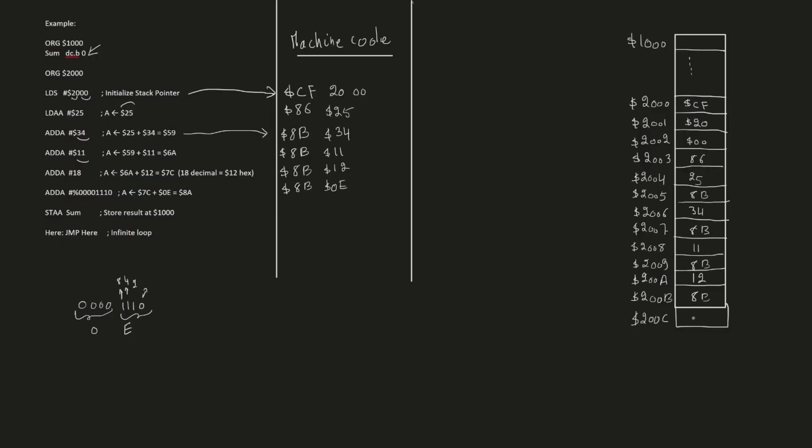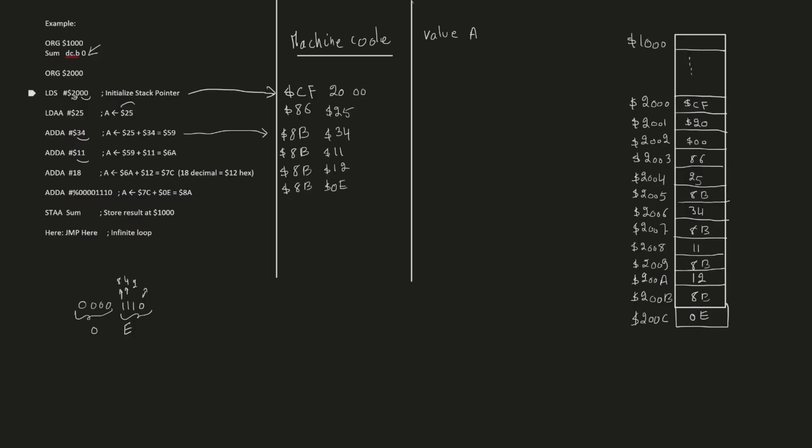And then the content is 0E. And next we have STAA, store result and sum, at memory address 1000. So to store the result, we need to know the value of A. So in this one, let's see how the value of A will update after every instruction.